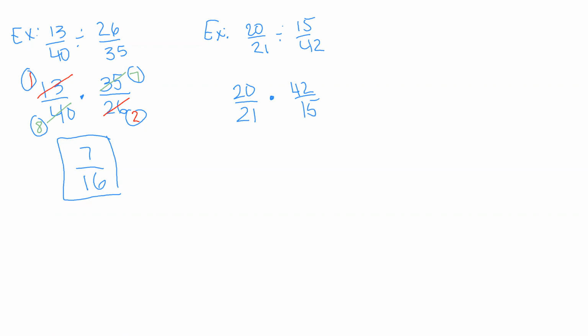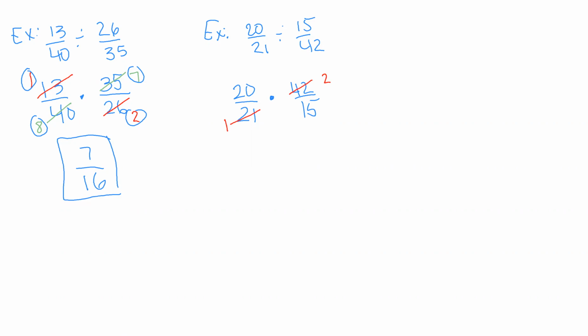I want to look for any common factors top to bottom, and the one I'm drawn to right off the bat is 21 and 42. 21 and 42 have a 21 in common, so I divide. 21 divided by 21 is 1. 42 divided by 21 is 2.